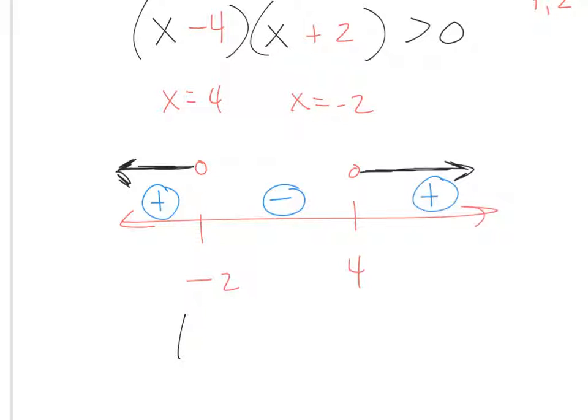Remember, where are we shading here, Alex? We're shading the outer parts, right? Not the inner part. Be careful. What you're doing here, let me just show you, okay? You're giving me the answer for this region right here from negative 2 to 4, but that's not our answer. We didn't shade here, right? We shaded here and here.